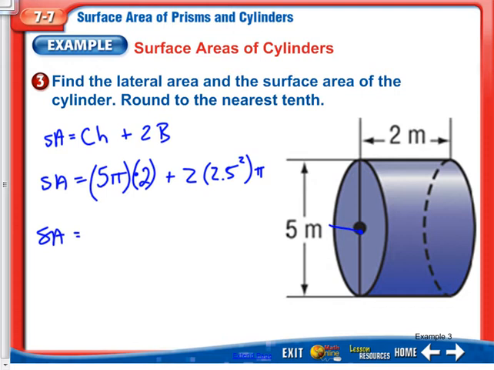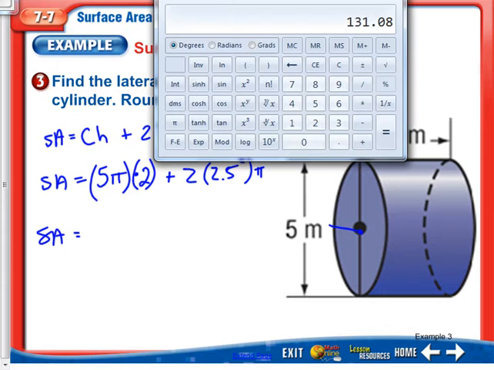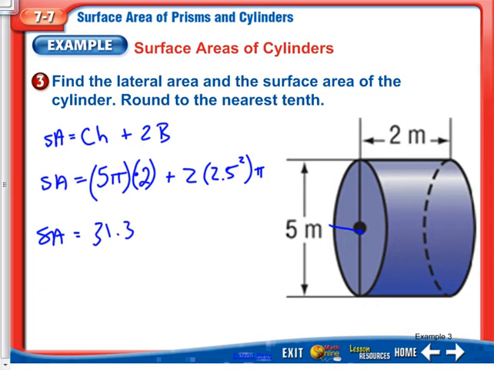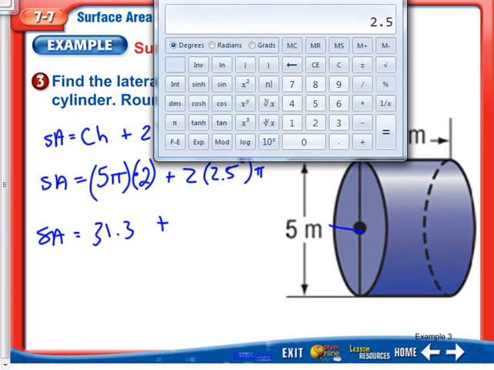This is going to get a little messy because we have pi involved. So I'm going to do 5 times 3.14 times 2, so 31.3 there. And then I'm going to do plus, and we can take 2.5 times 2.5 times 2 times 3.14. That'll be 39.25.